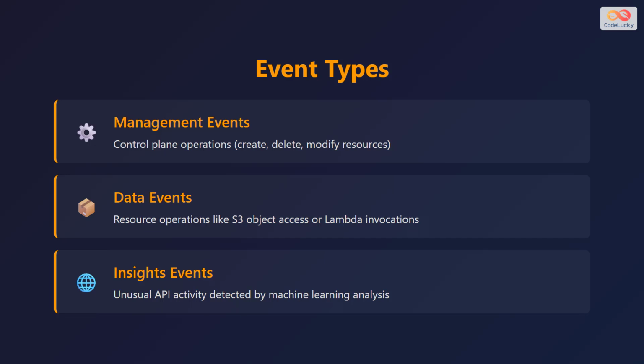CloudTrail captures 3 types of events. Management events record control plane operations like creating, deleting, or modifying resources. These are the administrative actions that change your AWS infrastructure. Data events track resource operations such as S3 object access or Lambda function invocations. Finally, Insights events use machine learning to detect unusual API activity patterns, helping you identify potential security issues or operational anomalies.